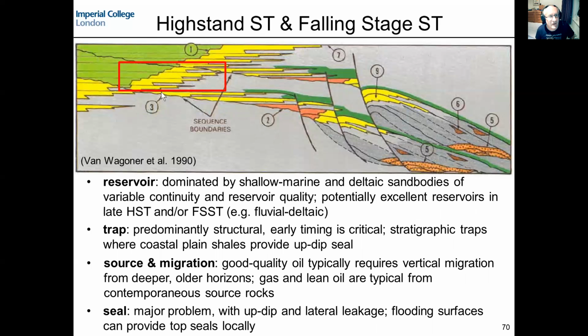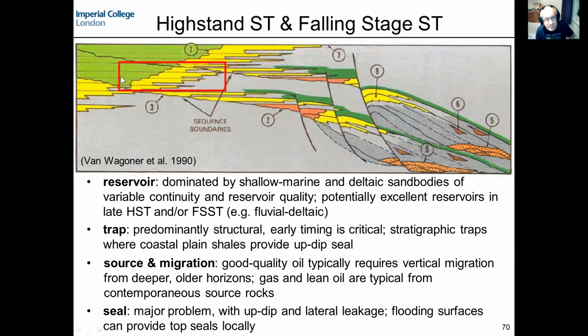Okay, so then we're looking at the overlying highstand systems tracts, and those would also continue into falling stage systems tract deposits, shallow marine deposits, which might underlie and extend beneath the sequence boundary. So the reservoirs in here are dominated by shallow marine, and deltaic is a subset of shallow marine sandstones in this context. Those can have excellent reservoir properties, and obviously they can be stacked vertically and also stacked laterally within highstand and falling stage systems tracts. However, what's missing here is a trap configuration.